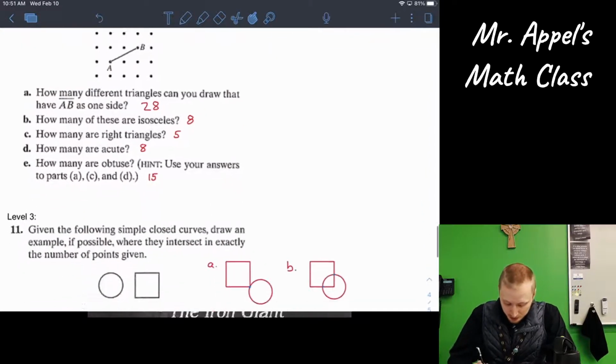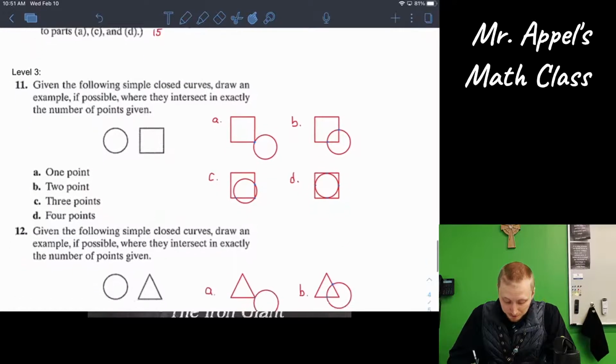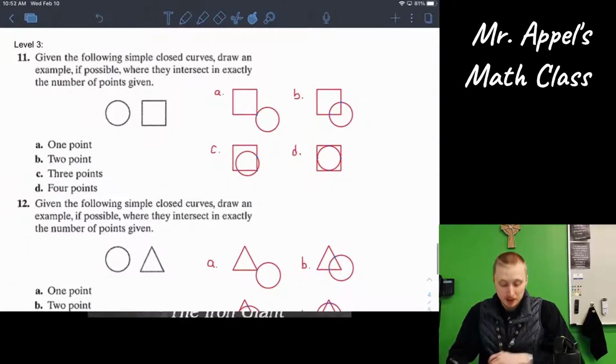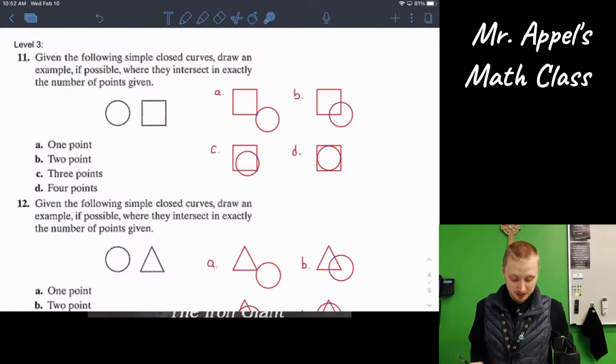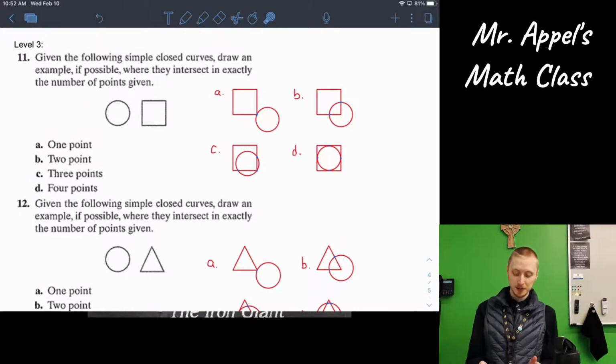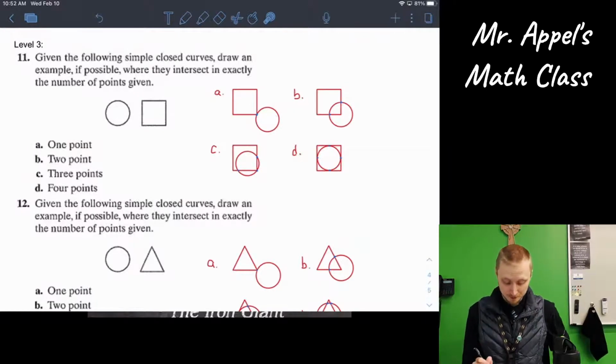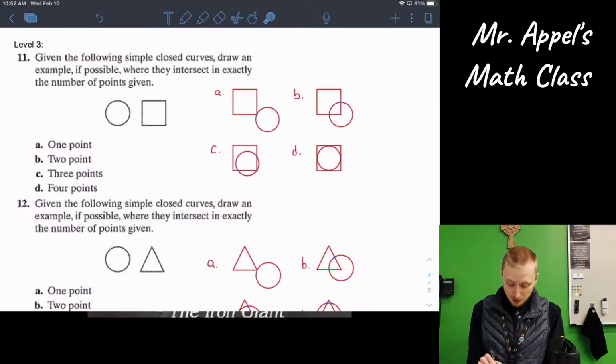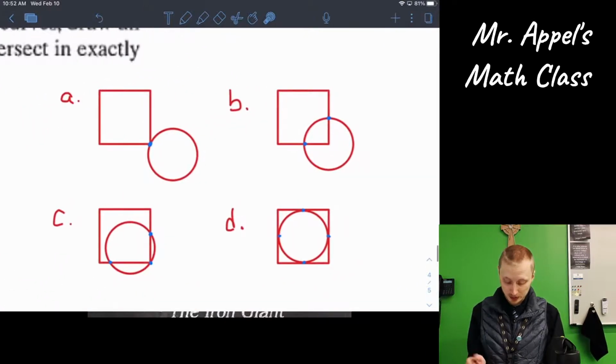Okay, then here is level 3. I like this one, dealing with intersecting figures. Okay. So a square and a circle touch at 1 point. Here they overlap at 2 points. There I have highlighted in blue. Here we have 3 points.